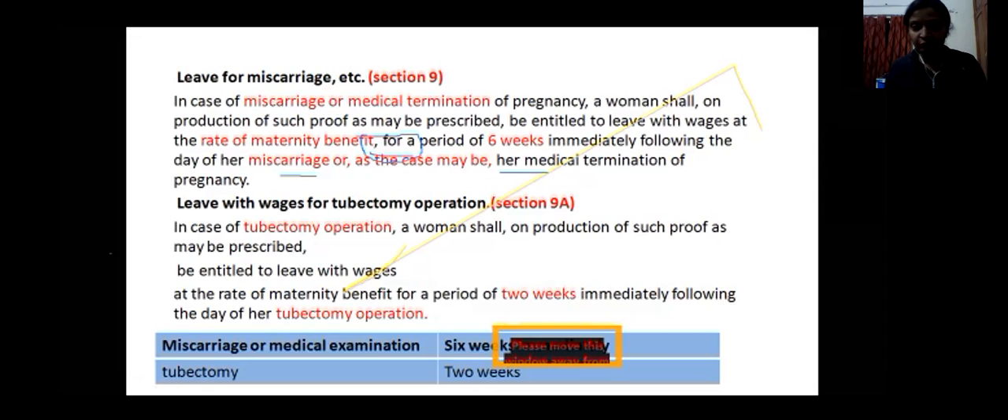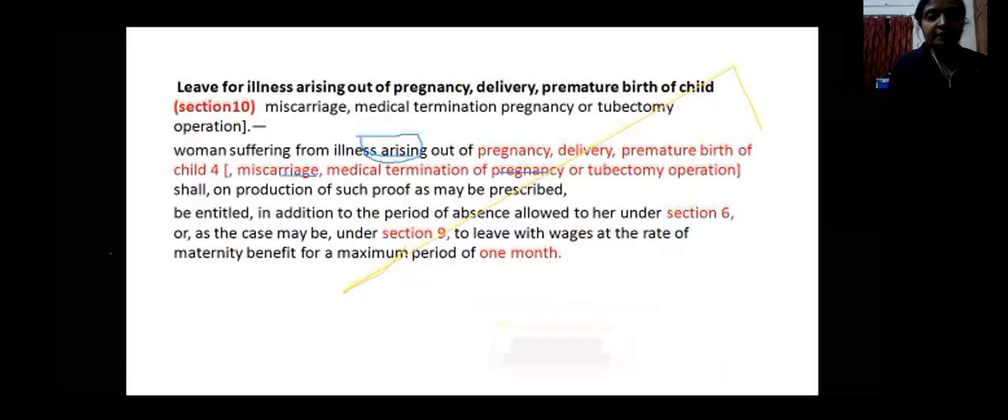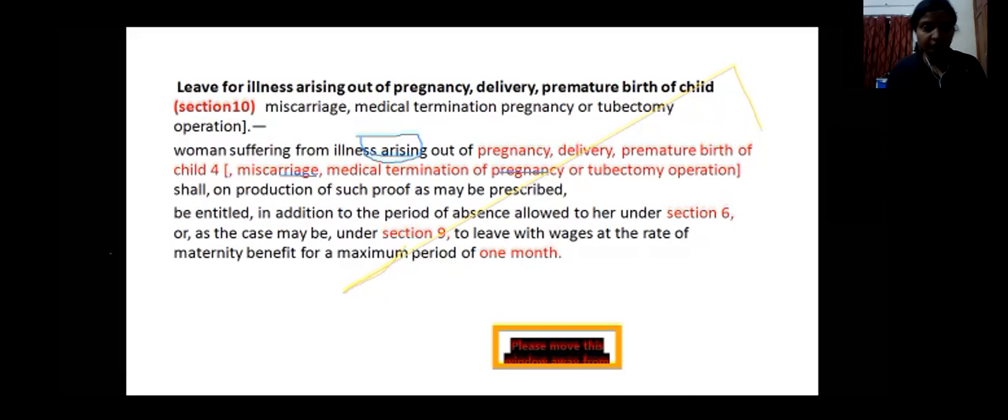Leave for miscarriage, I'm talking about, not leave for delivery, I'm talking about leave for miscarriage. Okay, now leave for illness. Suppose someone had a miscarriage or gave premature birth, suppose the child is born in 7 months only. If the woman gives birth to a child in 7 or 8 months, that is called premature birth, or leave for illness arising out of pregnancy. So in that case, what happens?